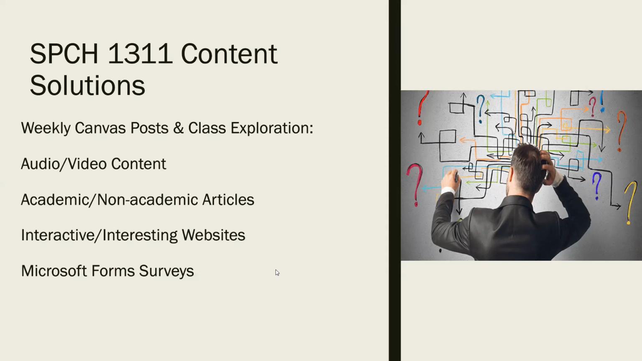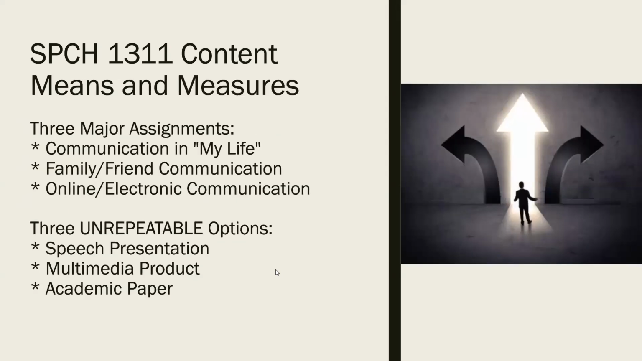Okay, so then the second half is the assessments, the means and measures that I use. Now, I didn't change the content of those assessments because the content of those assessments is linked to the material that we have in the course. I still have 3 major assignments. I have the My Life communication, which is the new name for the life lesson, where they have to learn how to connect with an audience, do audience analysis. I have the family friend communication, and I have the online communication.